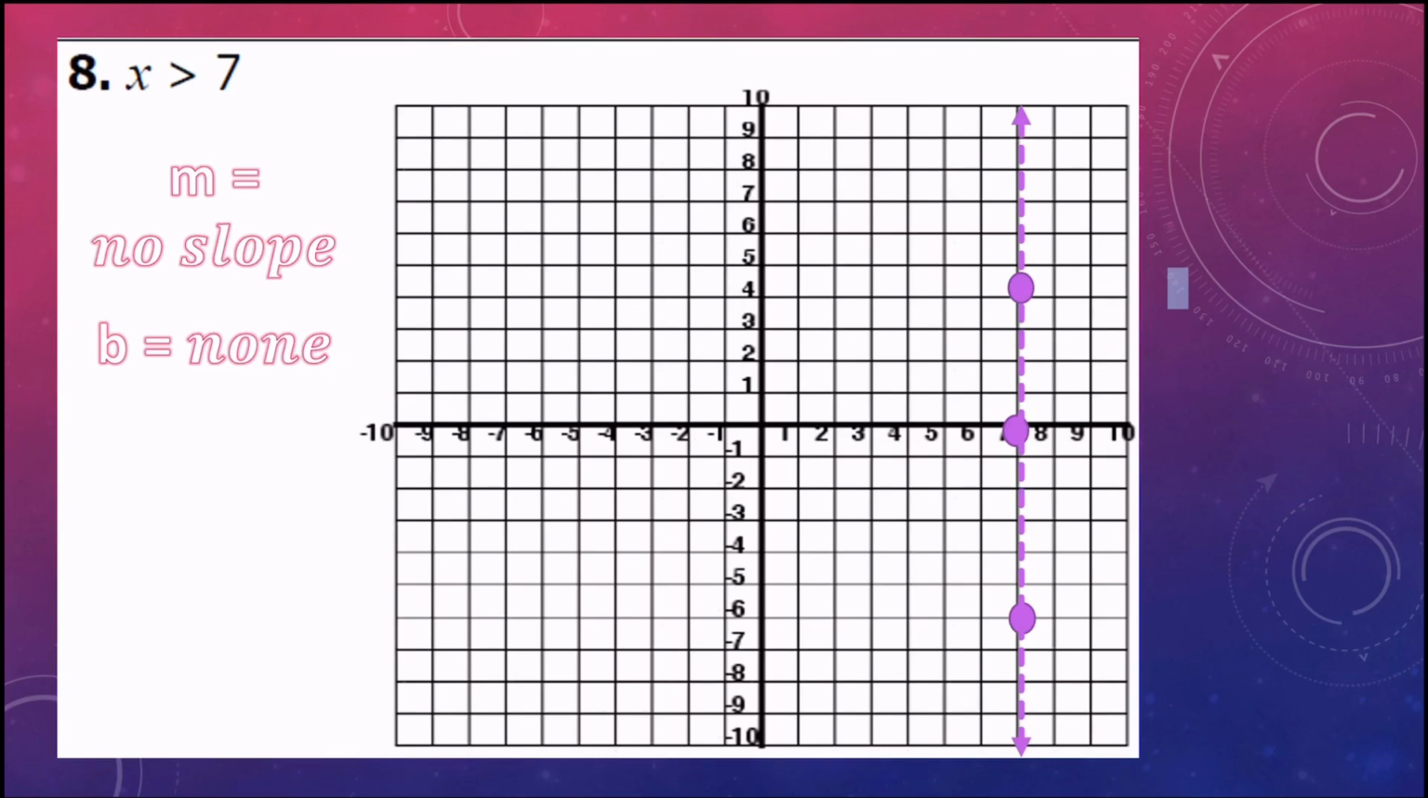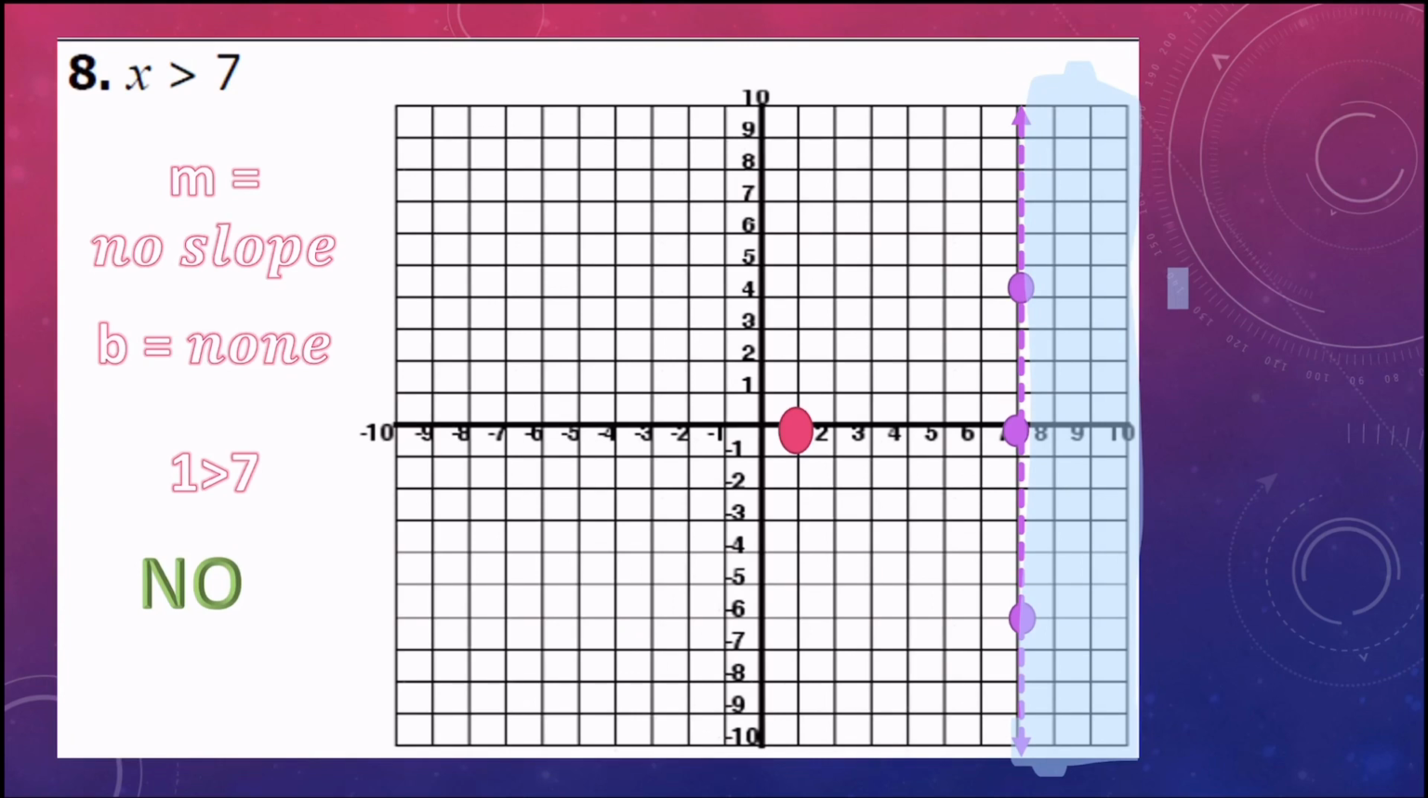I'm going to pick a point on my x. And this one I'm going to pick 1 to keep my work easy. When I plug 1 in, is 1 greater than 7? No, it's not. So I shade on the opposite side of the line.